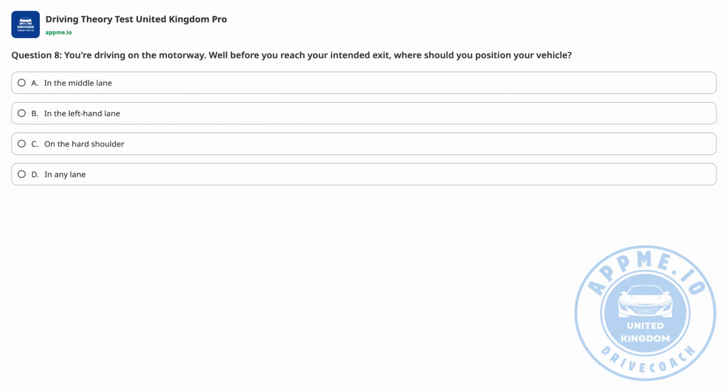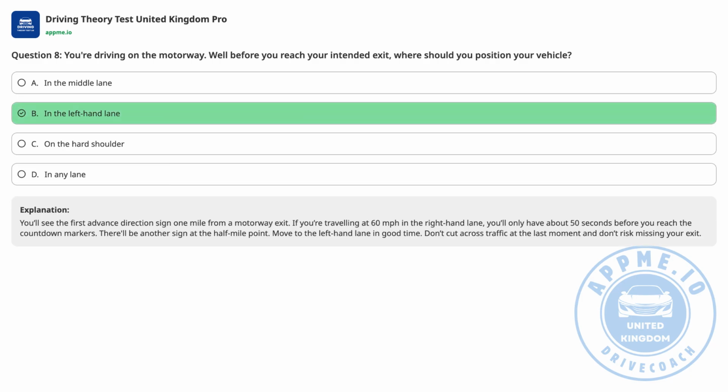Question 8. You're driving on the motorway. Well before you reach your intended exit, where should you position your vehicle? A. In the middle lane. B. In the left-hand lane. C. On the hard shoulder. D. In any lane. The correct answer is B.